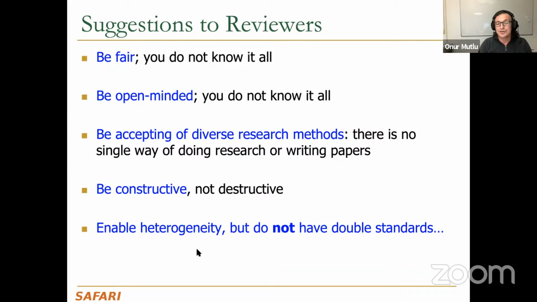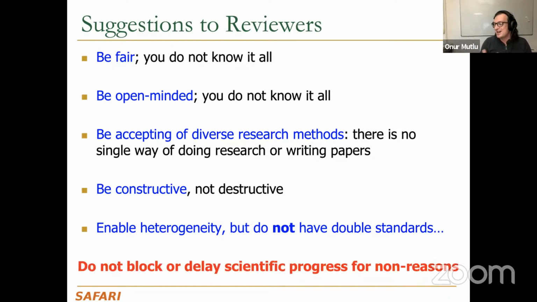And reviewers should enable heterogeneity, meaning be accepting of different diverse methods, but they should not have double standards. Basically, they should not reject a paper for a reason and accept some other paper with the same issues, let's say. They should not be accepting one and rejecting others, because that raises a lot of questions as to why you're doing this, right?